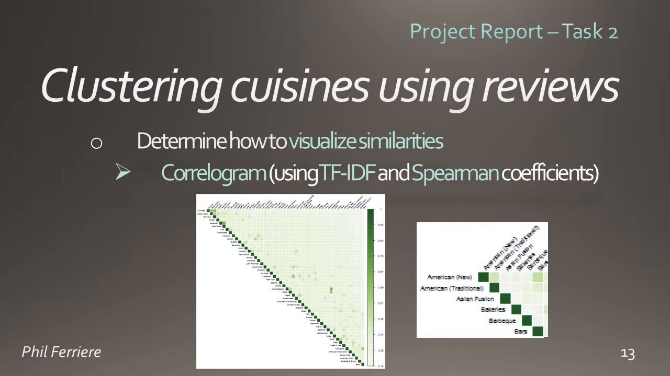Correlograms are sometimes represented as a full matrix, but here I'm only showing the upper triangle of that matrix because the lower triangle is a mirror of the upper triangle. Instead of showing the similarity value for Japanese restaurants and sushi bars, it shows the similarity between sushi bars and Japanese restaurants, which is obviously the same.